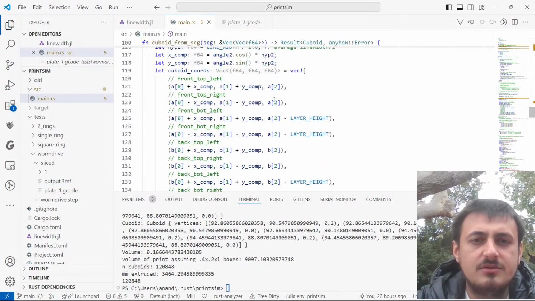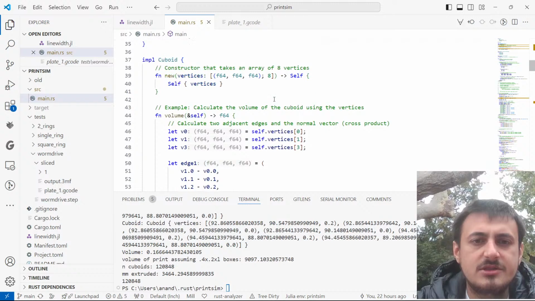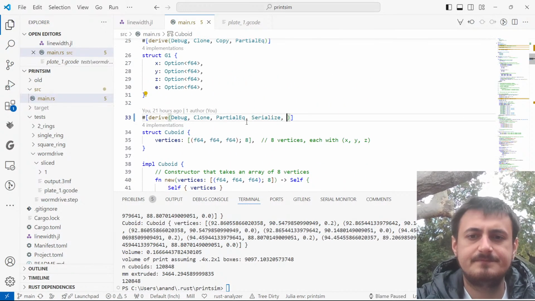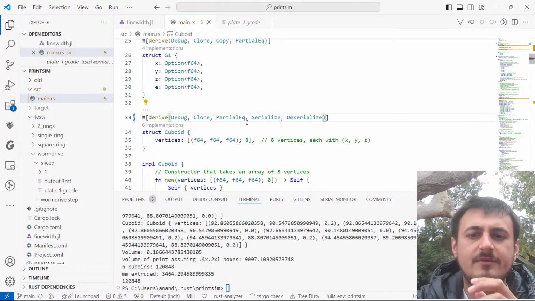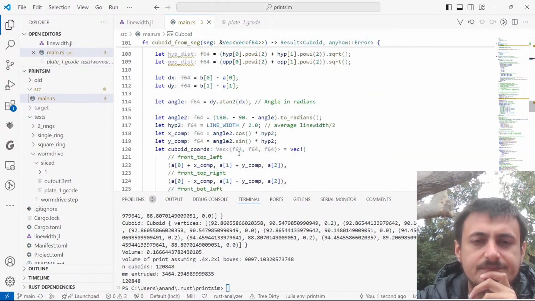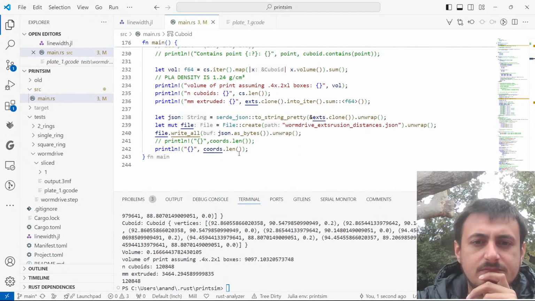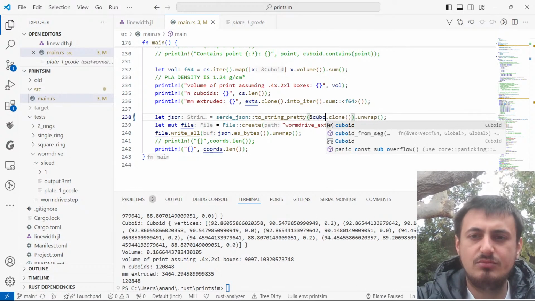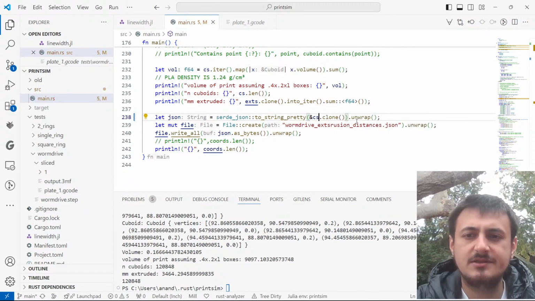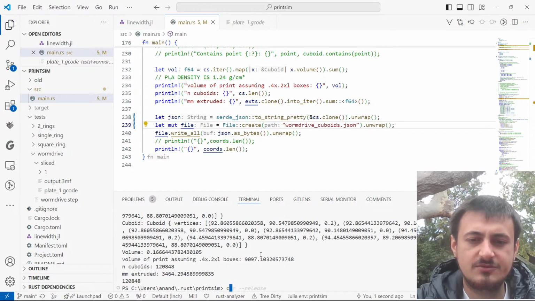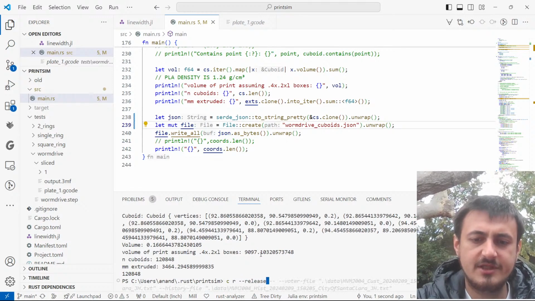I think we just do this, right? To string pretty, and then now we want to say cuboids or CS. Is that what it is? And this is going to be worm drive cuboids. Let's just run this. So now we're getting a JSON file.